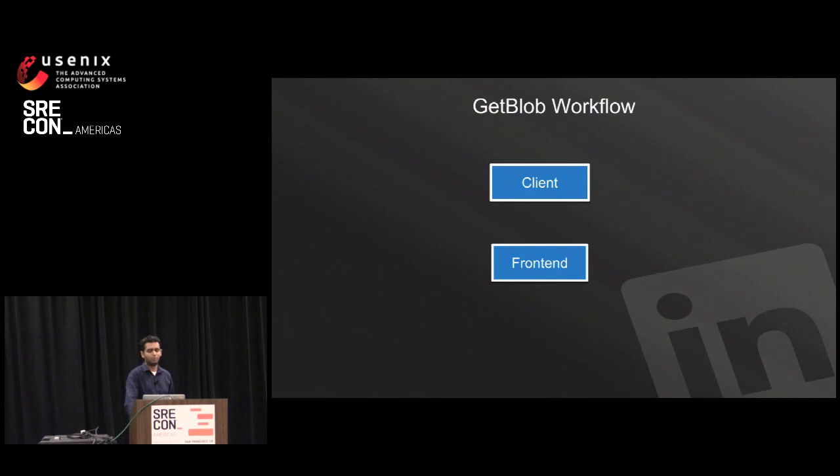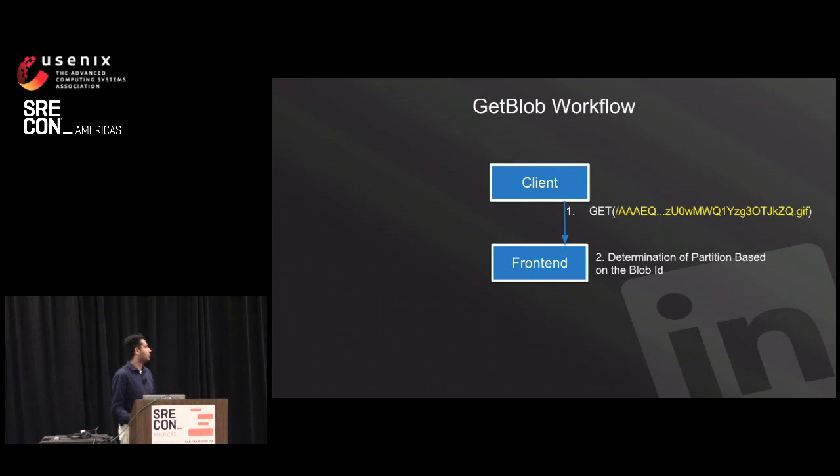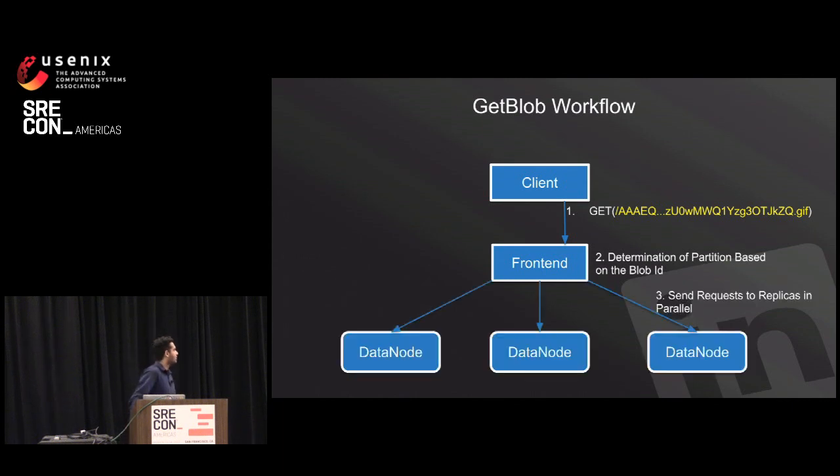Now, coming to the GET workflow, the client issues a GET along with the blob ID. The front end determines the partition based on what is in the blob ID. It routes the request to the appropriate server nodes, waits for one acknowledgement, and passes the blob back to the client.